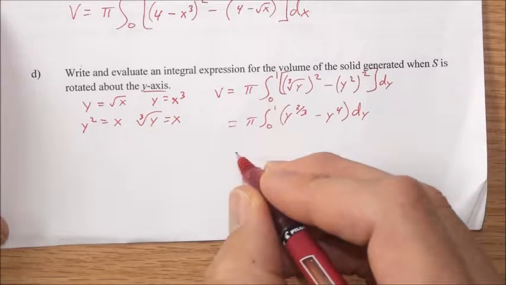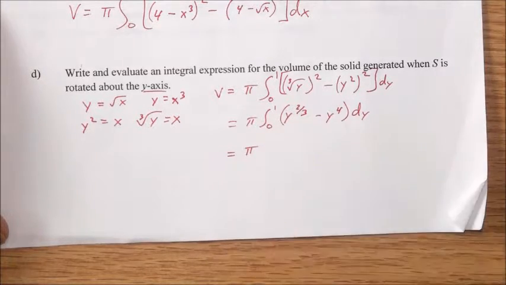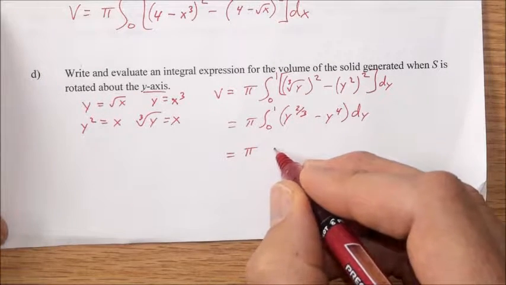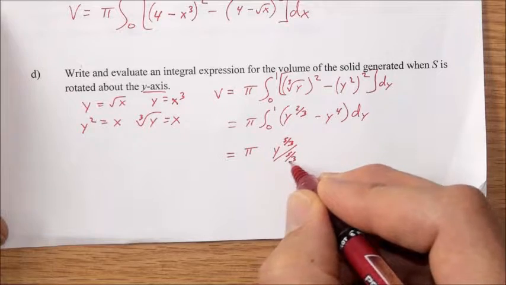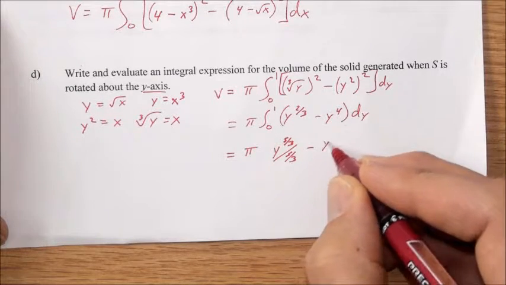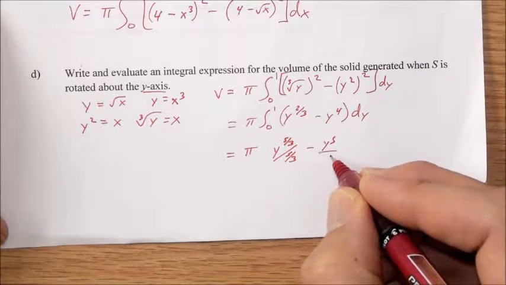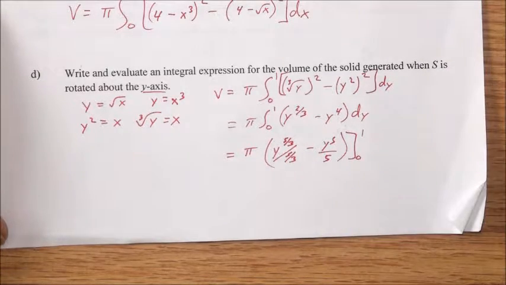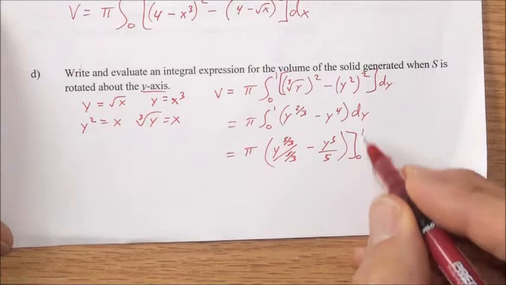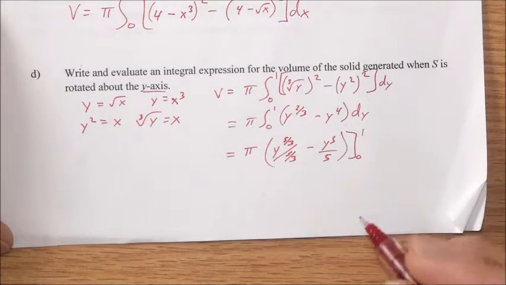We're going to antiderive that, so pi is hanging out front. y to the 2/3 becomes y to the 5/3 over 5/3. y to the 4th becomes y to the 5th over 5. And that's being evaluated from 0 to 1. So that looks pretty messy, and part of it is, but it's not super messy because our bounds, y equals 0 and y equals 1, are not all that bad.